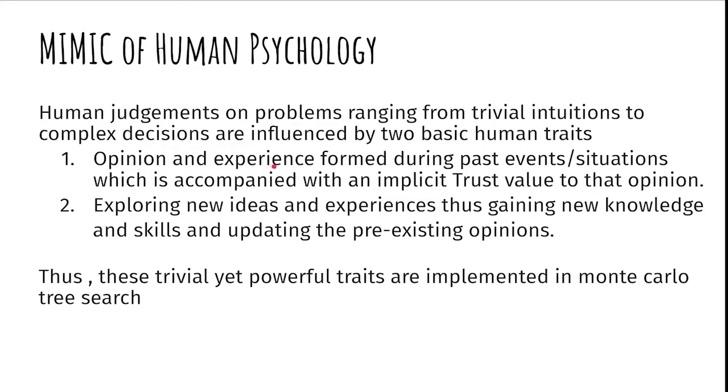Opinion and experience that we have gained from our childhood, that we have heard from books, that we have seen from others' experiences are stored in our brain, and these past events and situations are accompanied with an implicit trust value, which means there are situations that weigh more and situations that weigh less, and both are there in our brain. Depending on the problem statement, we choose whatever is needed.